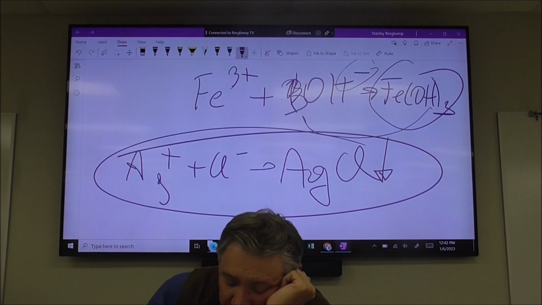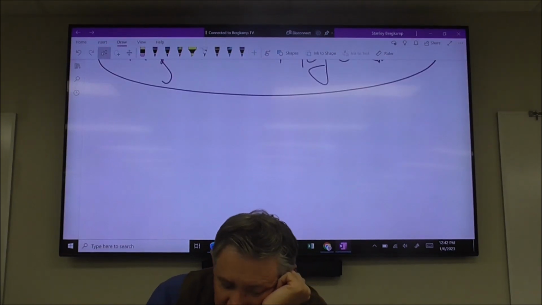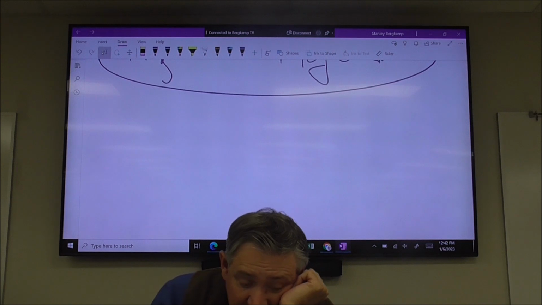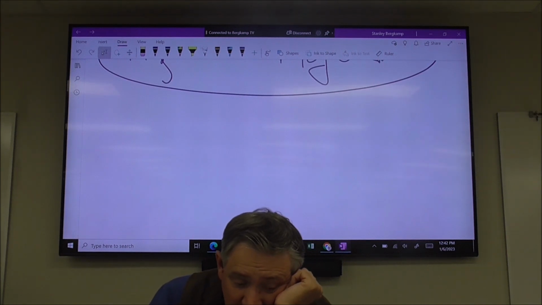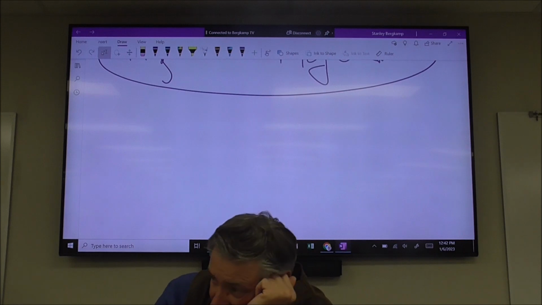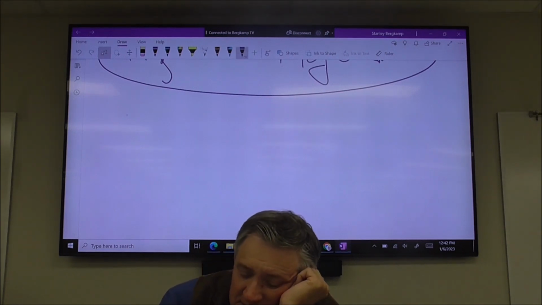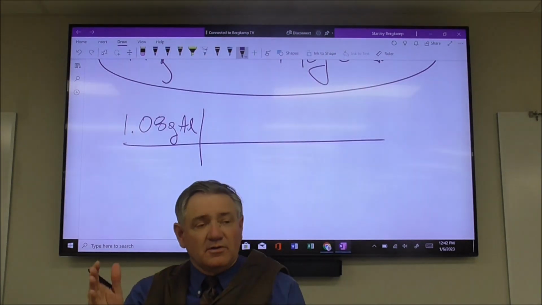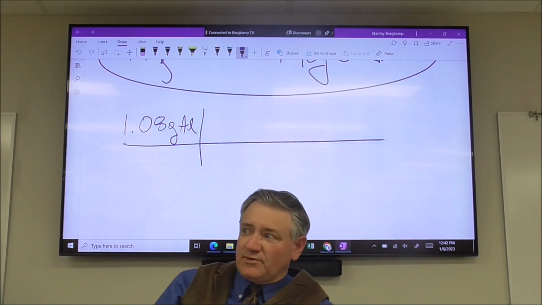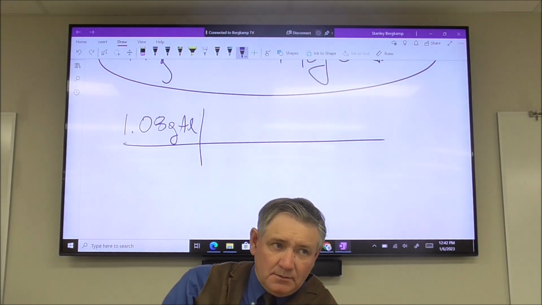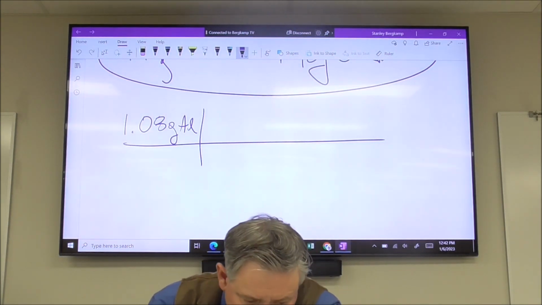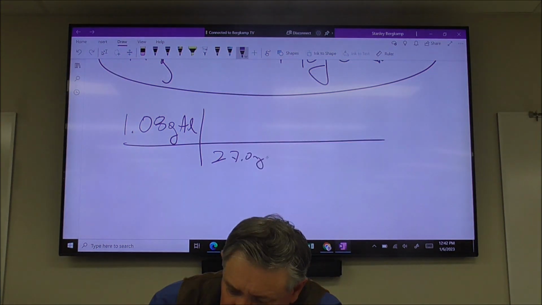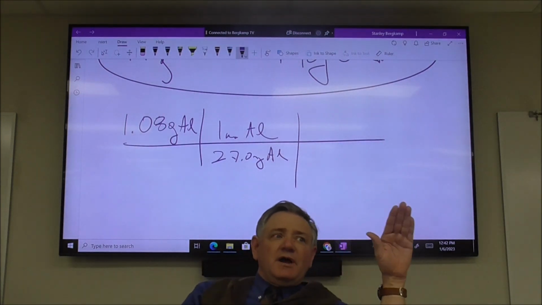On number 7 with that stoichiometry, I want to make sure everybody's cool with how I want this worked. So let's talk about B. How many grams of aluminum chloride could be produced from 1.08 grams of aluminum? This is what I want to see. You start with 1.08 grams of aluminum. The first thing you have to do is convert the grams of aluminum into moles of aluminum. So you look at that and go, okay, 27.0 grams of aluminum is 1 mole of aluminum.